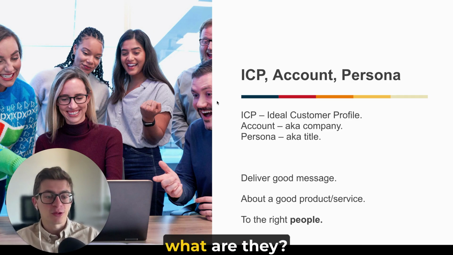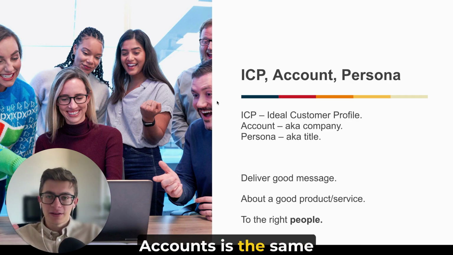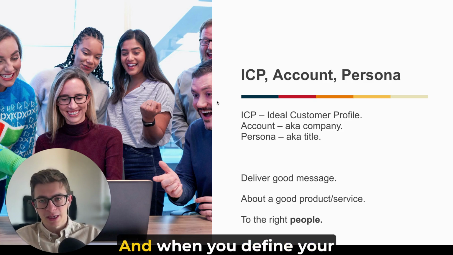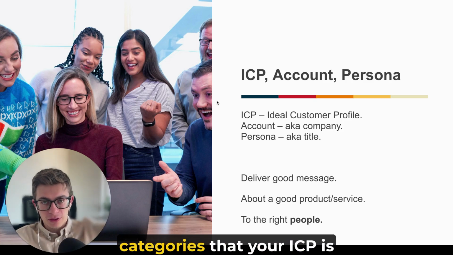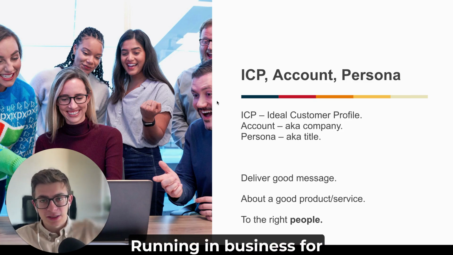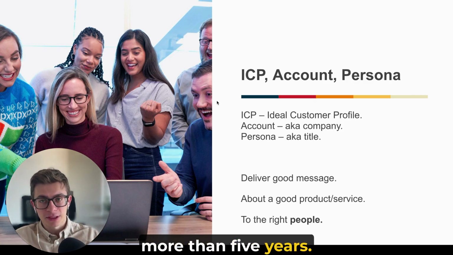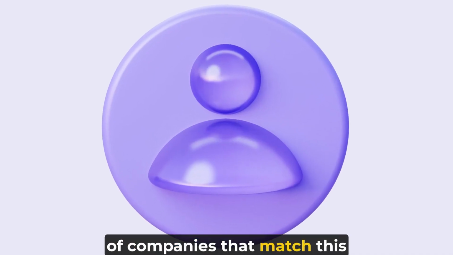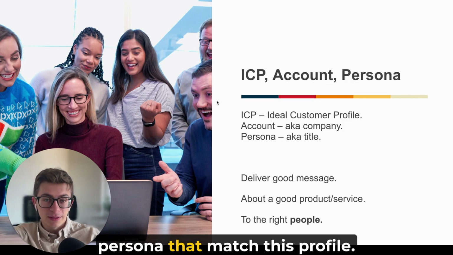Accounts, personas, what are they? Accounts is the same word for companies. So a list of accounts is a list of companies, and when you define your category that your ICP is, let's say, a centralized exchange that has been running in business for more than 5 years, this is your ICP. And then accounts is just a list of companies that match this profile.